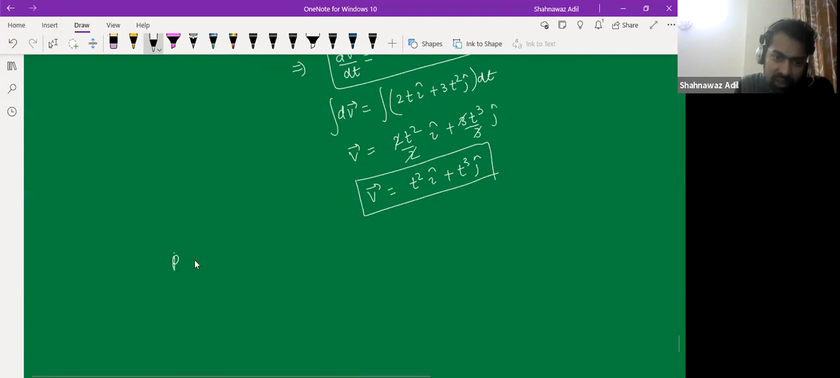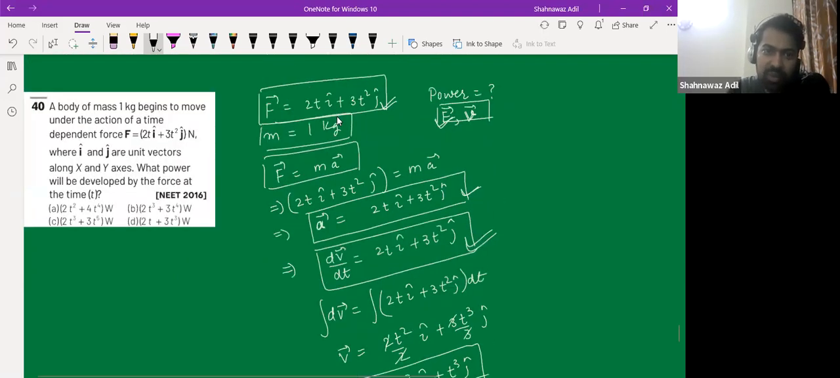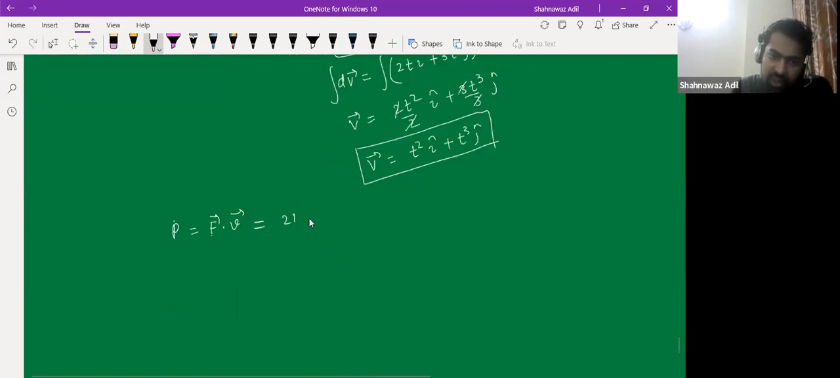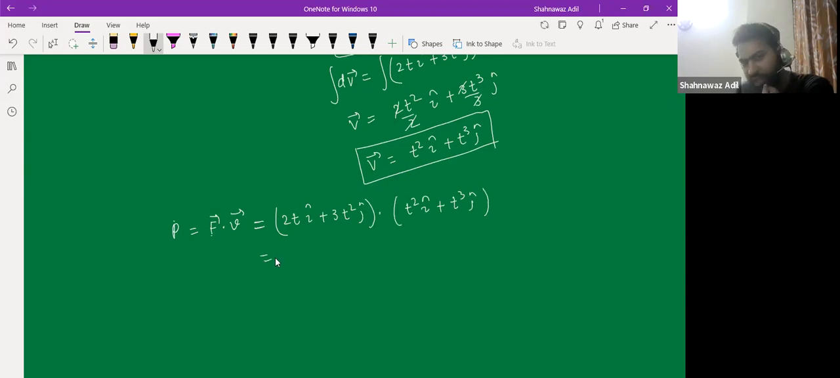So power is simply F dot V, and we know that this is a dot product, so this is a scalar quantity, right? F is 2t i plus 3t square j, dot t square i plus t cube j. So how much would be this quantity? You guys tell. What is the dot product of these two things?